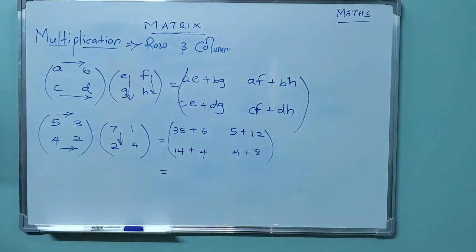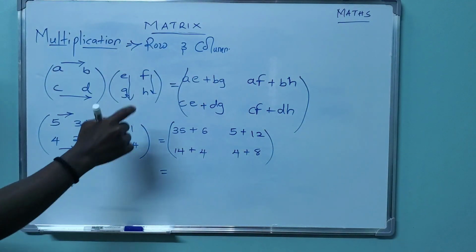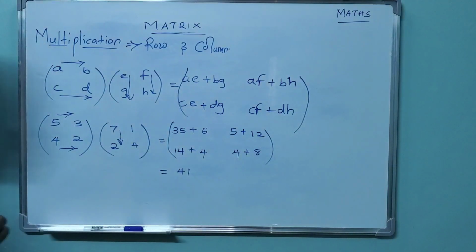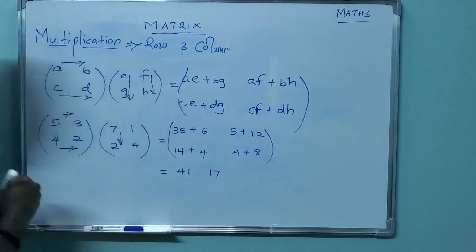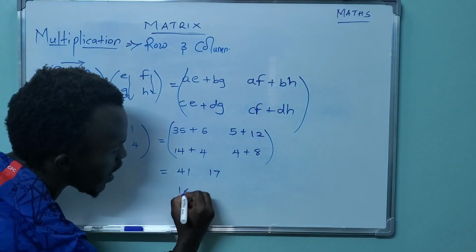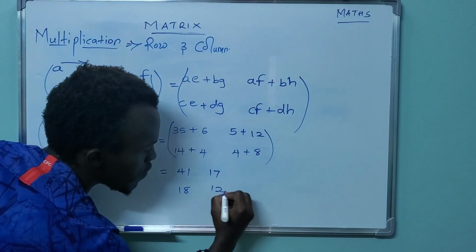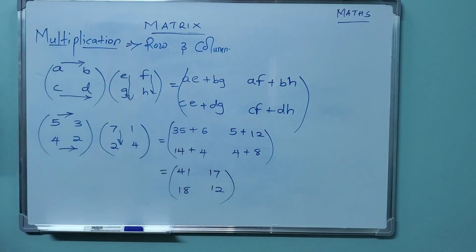Which means if I add that, I'm going to have 35 plus 6, I'm going to have 41. 5 plus 12, I'm going to have 17. 14 plus 4, I'm going to have 18. Then 4 plus 8, I'm going to have 12. And that is my multiplication of the matrix, as simple as such. Let us try another example.